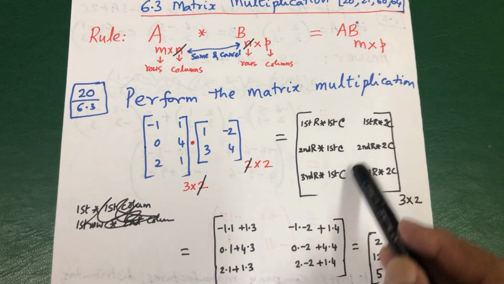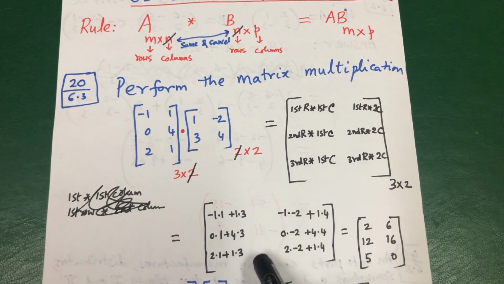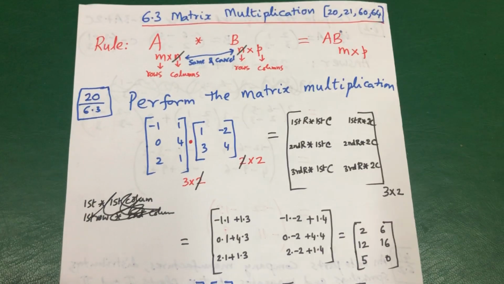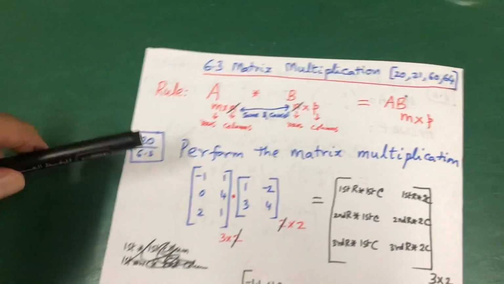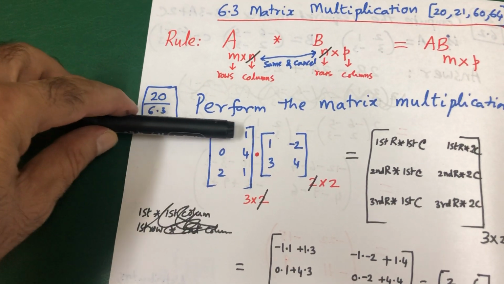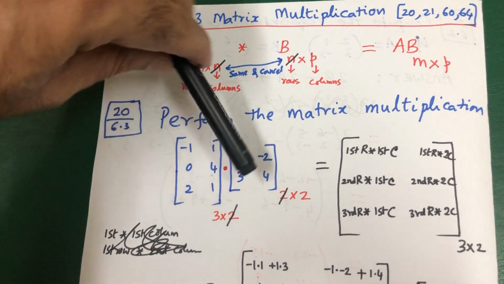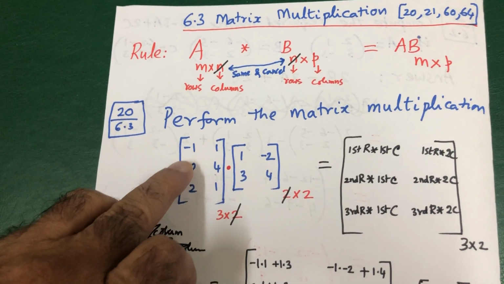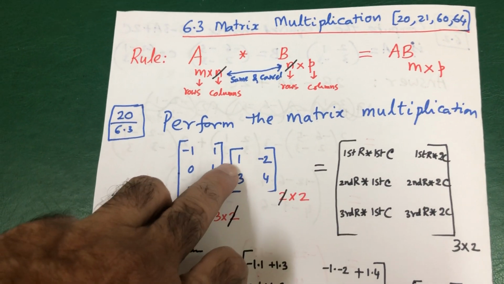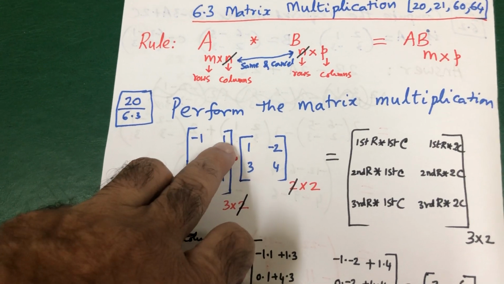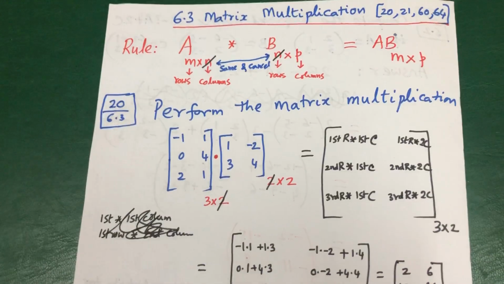Here it is, I wrote it. This is the rule. But don't worry about this one. We write the answer directly like this. Let us see here. This is the first row. I multiply it like this. That means this minus 1 will get multiplied with the first element, and this second element will go with the second element.